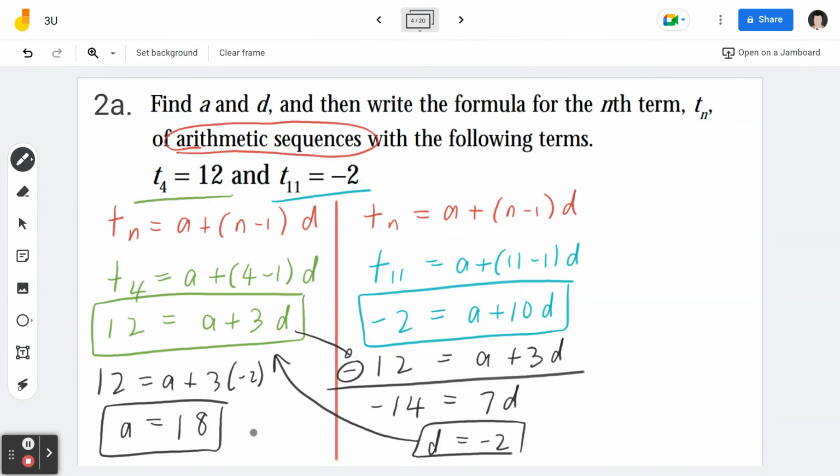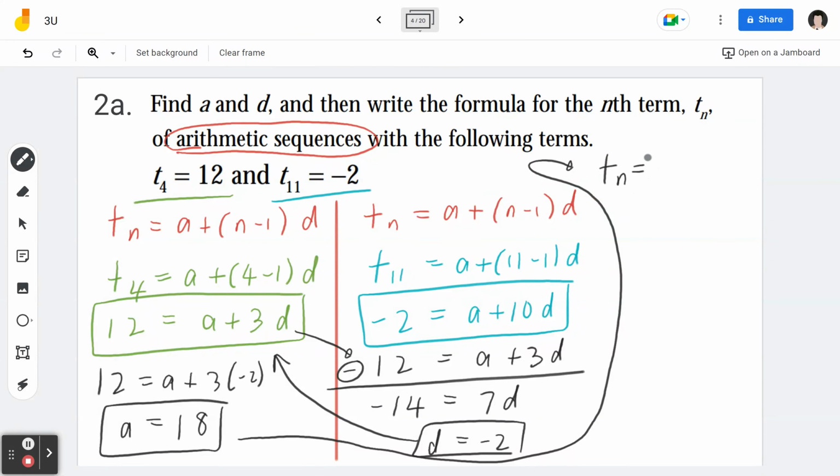Now again, this means we can write down the general term. Tn equals a, which is 18, plus n minus 1 times d, which is negative 2. When you expand all this, again, I'm going to draw the arrows. If the arrows help you stay organized, please use the arrows. Negative 2 times n is negative 2n. Negative 1 times negative 2 is 2. This means the general term, Tn, is given by the formula negative 2n plus 20.